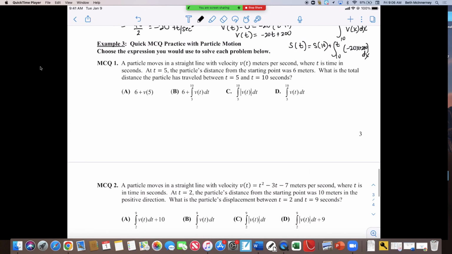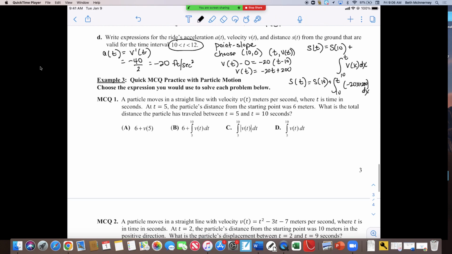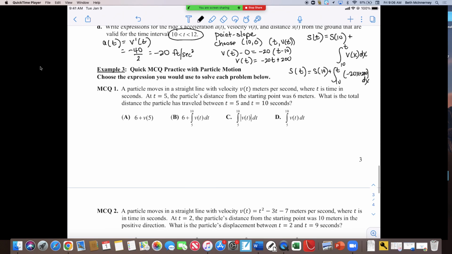Example 3 has 2 multiple choice questions. It says choose the expression. So you're not actually going to solve anything. I just want to know what would be the setup. So go ahead and try multiple choice question 1 and 2. Circle the answer. Think about it.